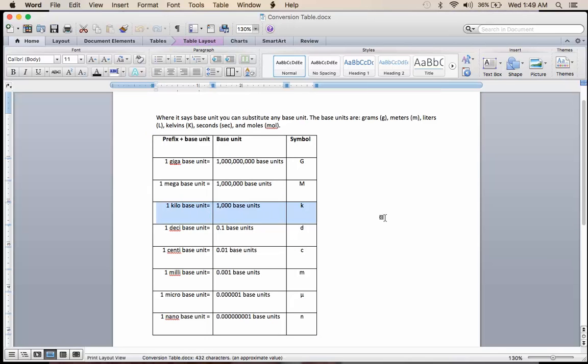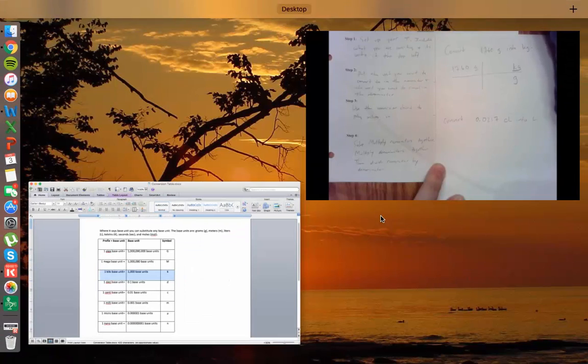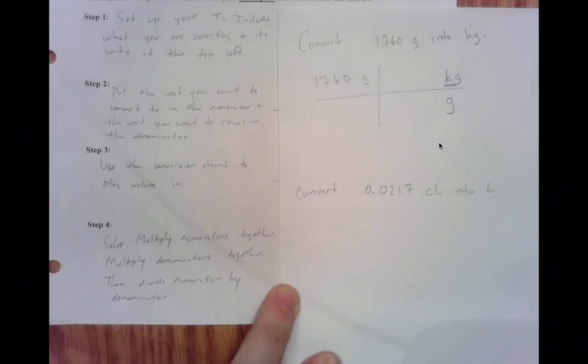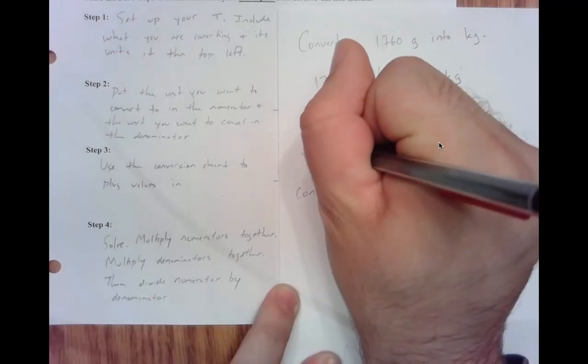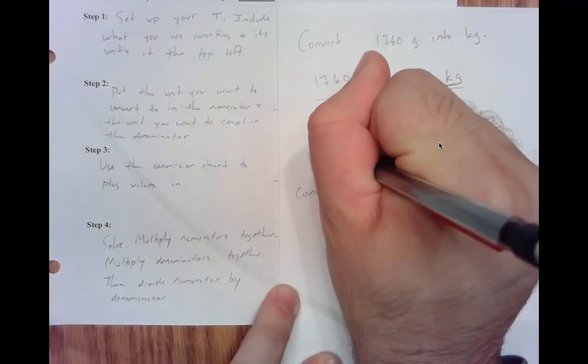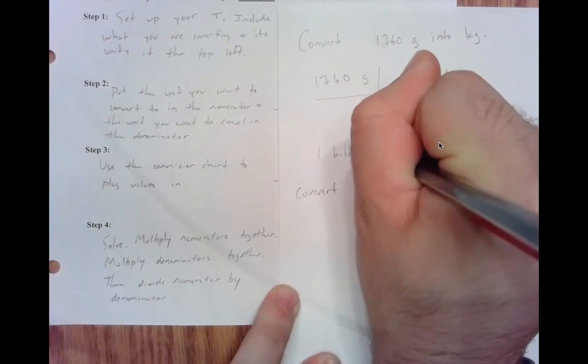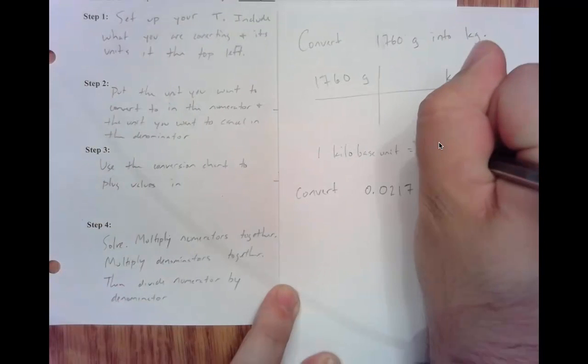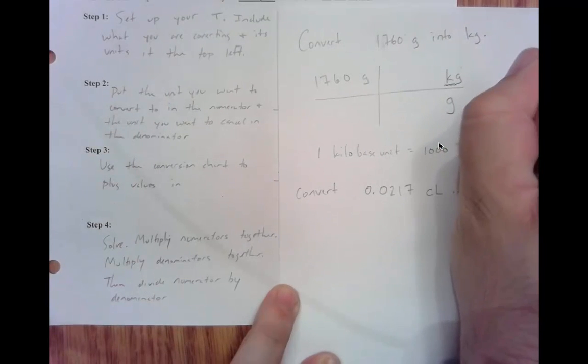So remember, I do recommend taking the time to write down this, do this extra step just in case you are struggling. Write it down. What that tells us is 1 kilo base unit equals 1,000 base units.